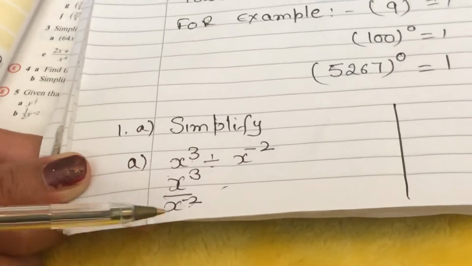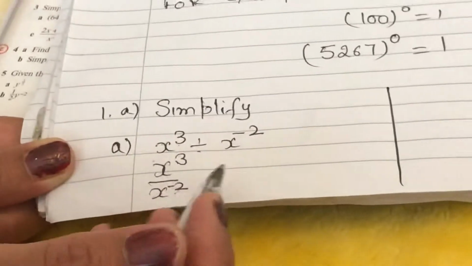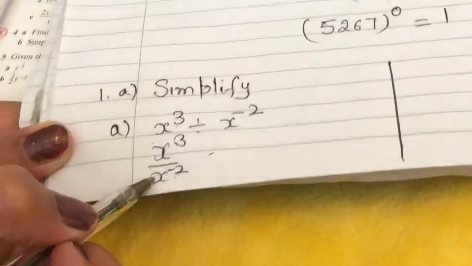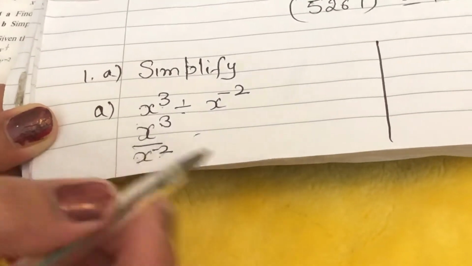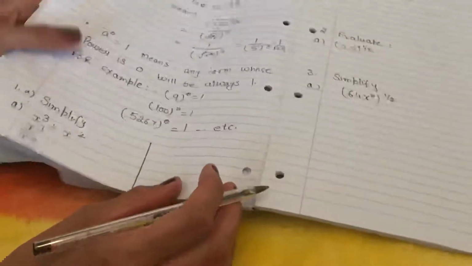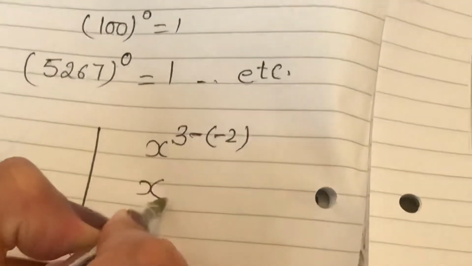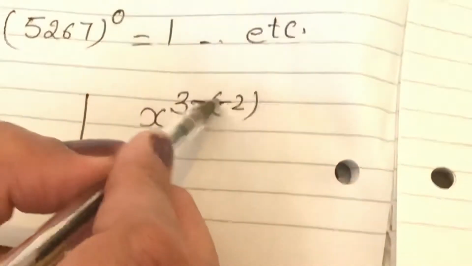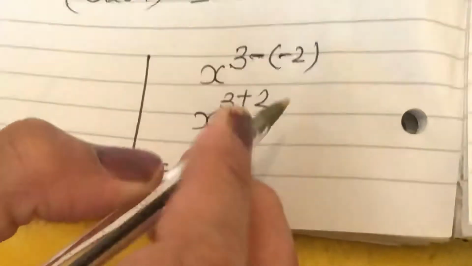And we have also done in the previous chapter, if the bases are the same and they are divided by each other, then we subtract the powers. So we can do x raised to power 3 minus minus 2. So x raised to power 3 minus minus is plus 2. So the answer is x raised to power 5.